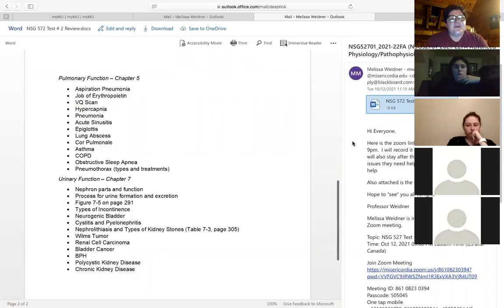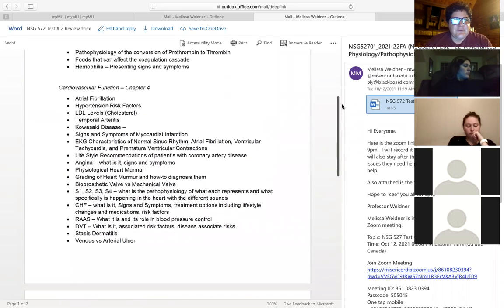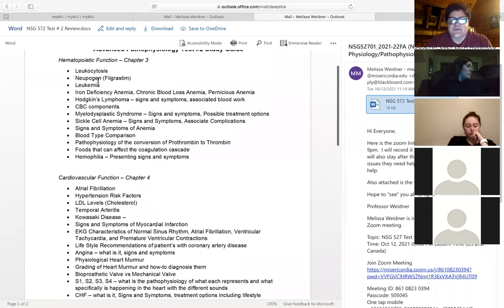So chapter 5 really specifically focuses a lot more on the disease and the pathophysiology of it. So when you're looking at these, like aspiration pneumonia, again, understand what that is and the signs and symptoms. The job of erythropoietin kind of goes back to our chapter 3 question with the Neupogen. That all kind of goes together.